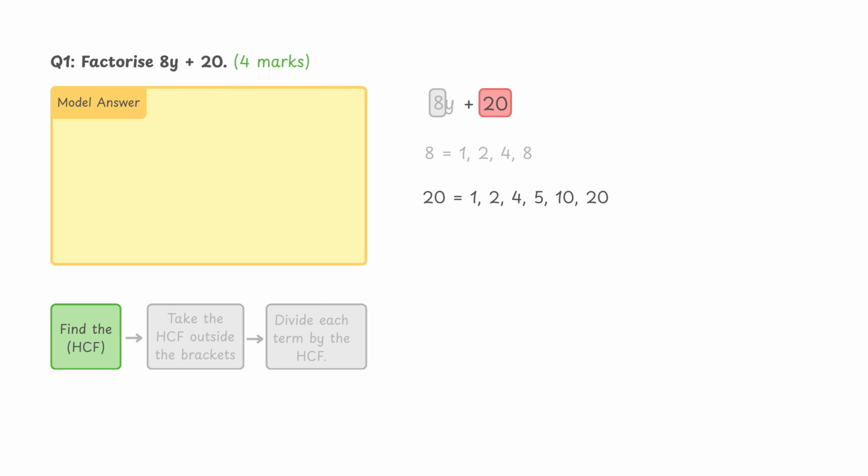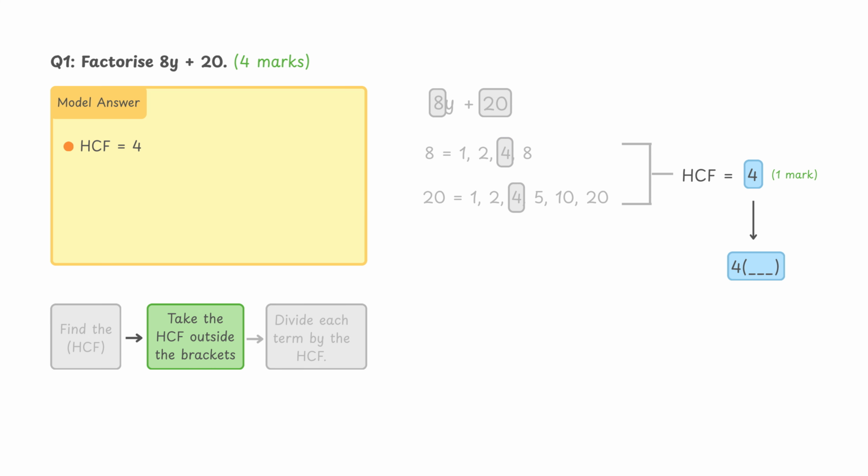Now we compare both lists carefully. We are looking for numbers that appear in both lists. The common factors are 1, 2, and 4. Out of these, the highest common factor is 4. This earns 1 mark. Now step 2, take the HCF outside the brackets. So we write 4 followed by a bracket. Now we need to figure out what goes inside the brackets.